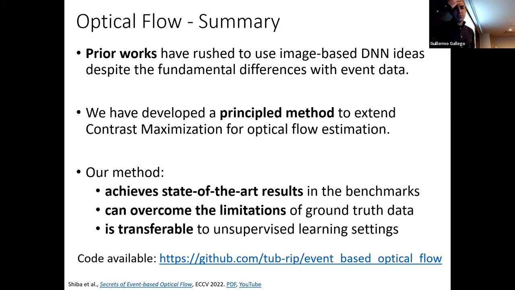So the conclusion of this part is that, yes, there are prior works on dense optical flow, but I think we need to take a deeper look into the data, not just try to apply image-based methods to event data. It's really important to understand better what the data is. And we showed some principled ways to apply contrast maximization to this problem. The method achieves state-of-the-art results in the benchmarks, the MVSEC benchmark and the DSEC benchmark, which are the ones available now. It can overcome the limitations of lacking ground truth data if you want to use it later for training, and it's transferable to unsupervised learning settings. We can train EV-FlowNet with this loss function and time awareness.